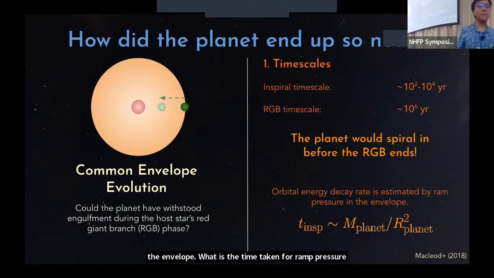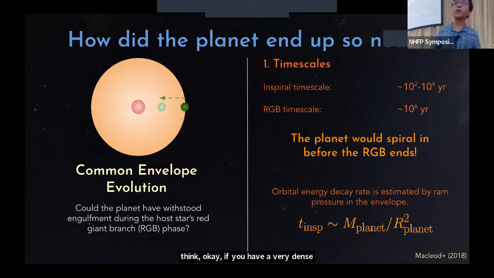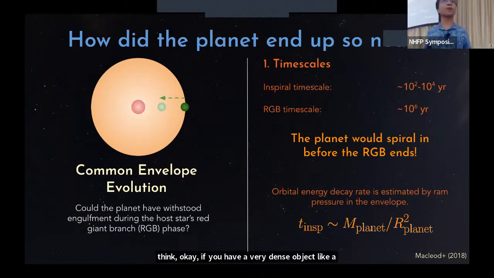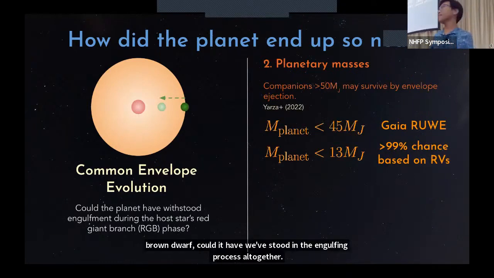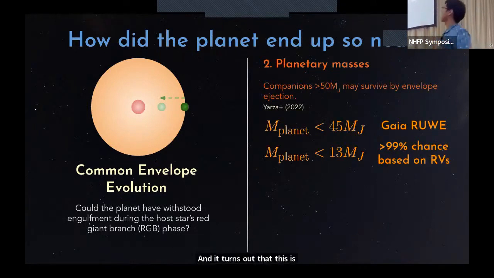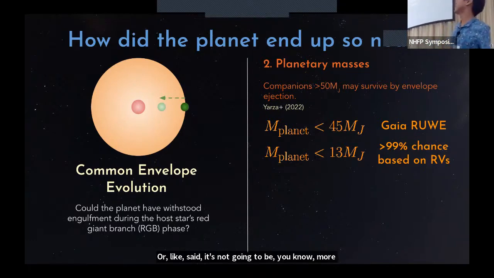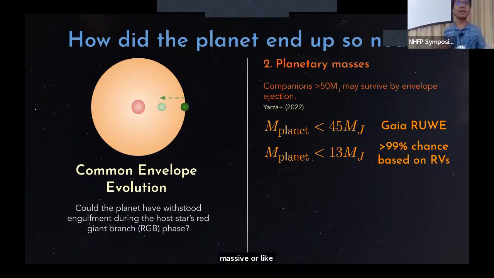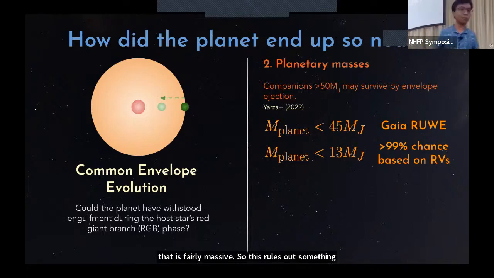Now, there's a dependence on mass here. So you might think, okay, if you have a very dense object like a brown dwarf, could it have withstood the engulfing process altogether? And it turns out that this is limited mainly by observations from Gaia as well as the RVs. RVs strongly disfavor a very massive object, at 99% it's not going to be more massive than a brown dwarf mass. And Gaia also rules out anything like a red dwarf that is fairly massive. So this rules out something that is very massive that could have withstood this whole engulfing process.